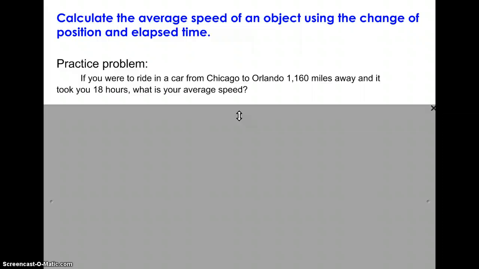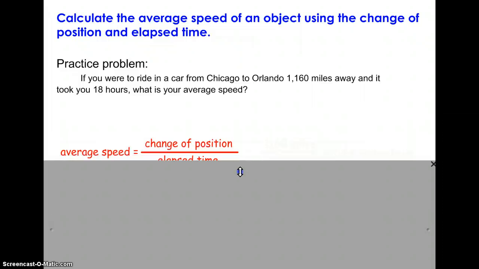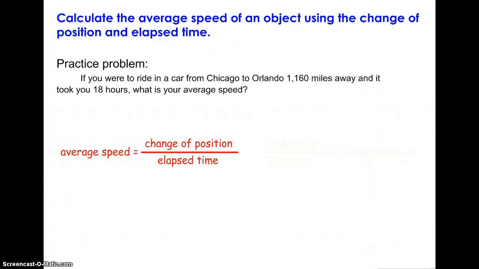Well, first thing we must do is set up our formula. What is our formula? Average speed equals change of position over elapsed time. So now let's start filling in our formula. What was our change in position? That's right, 1,160 miles.